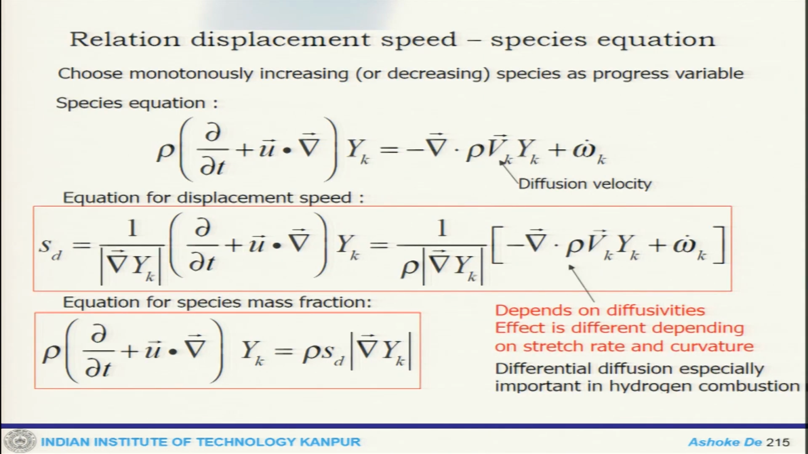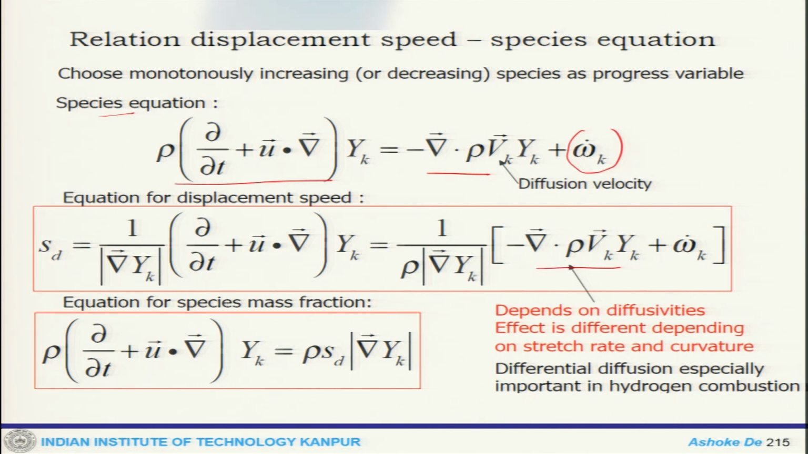Now, one can find out the relation between the displacement speed and the species equation. Now, our species mass transfer equation we will write like this, and this is the diffusion part and this is the reaction source term. Now, our equation for the displacement speed, one can write that 1 by delta y k prime del delta E of this. Now, this particular term depends on diffusivities.